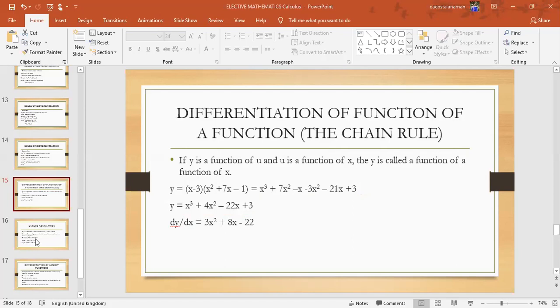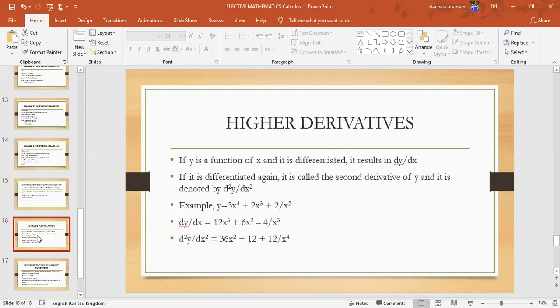Now, after that, we have this, which is the higher derivatives. Now, when you differentiate it once, that's the first derivative. Is that okay? So differentiating a function once is the first derivative. When you differentiate it again, that becomes twice. That becomes what? The second derivative.